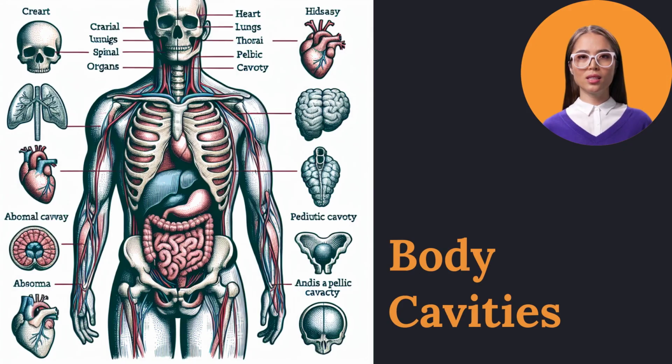The body contains cavities that house and protect organs. The dorsal cavity includes the cranial and spinal cavities, while the ventral cavity includes the thoracic and abdominopelvic cavities. Knowing the location of these cavities and their contents is essential for assessing injuries or diseases and performing clinical tasks like palpation and auscultation.